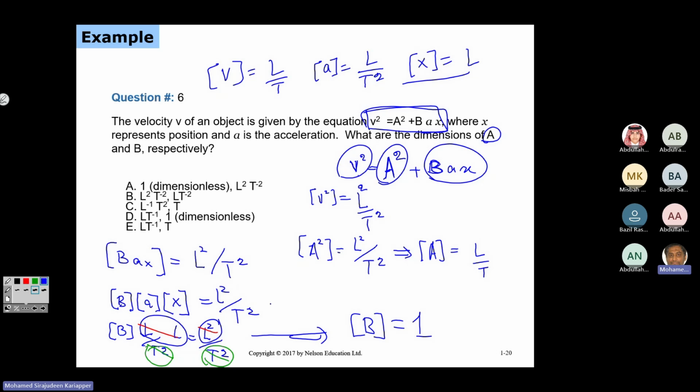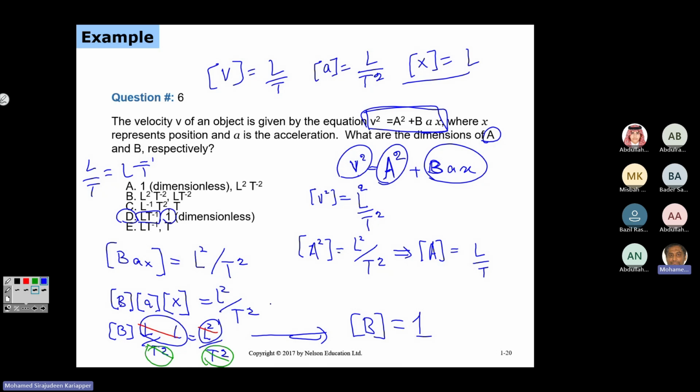So B equals 1. So we found D is the correct answer, right? A, we found it to be L over T. L over T can be written as L T to the power minus 1. And we found B to be 1. 1 means dimensionless. That's what you need to remember.